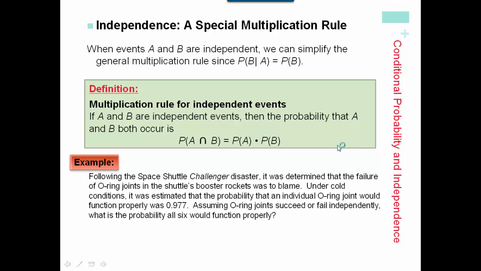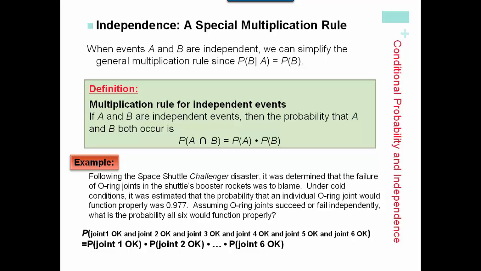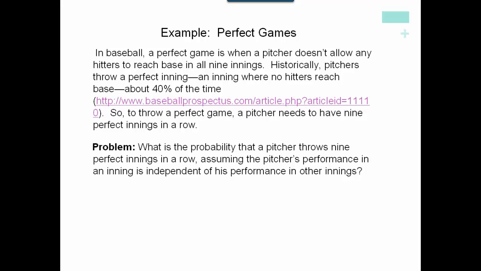Example: following the Space Shuttle Challenger disaster, it was determined the failure of O-ring joints in the shuttle's booster rockets was to blame. Under cold conditions, it was estimated the probability an individual O-ring joint would function properly was 0.977. Assuming O-ring joints succeed or fail independently, what's the probability all 6 would function properly? So the probability of joint 1, and 2, and 3, and so on up to 6, we would multiply the probabilities together and get 0.87, or 87%.